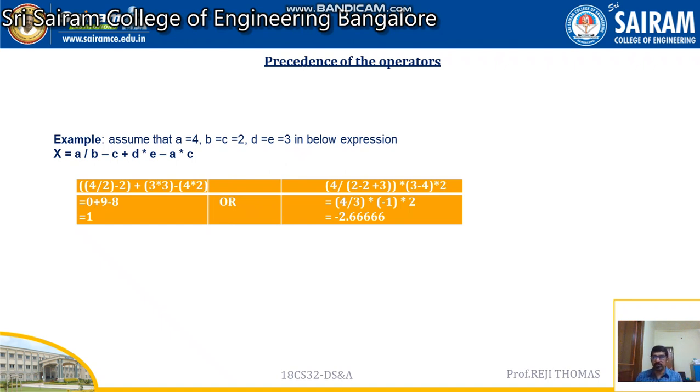We have got one expression with brackets, division, plus, minus, star. We have a few operators and operands, and if you look at the answers, we have got two different answers. In the first case we got the answer as 1, in the second case we got the answer as minus 2.66. Which one of these is right?